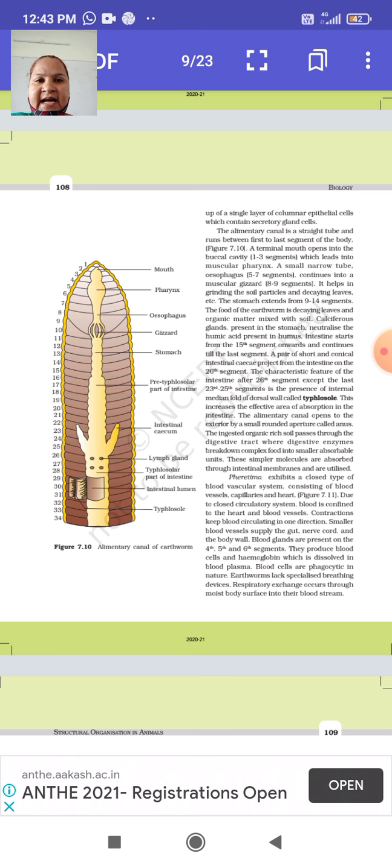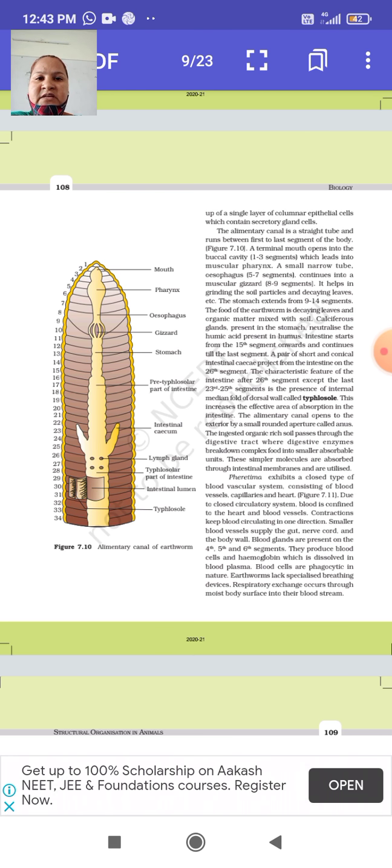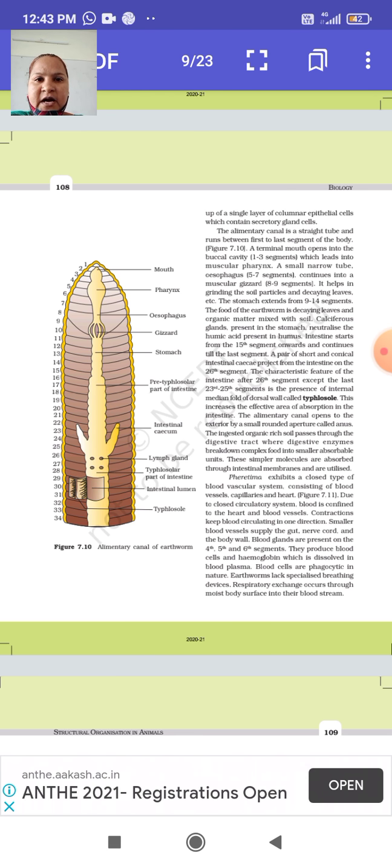Now the alimentary canal, you can see in figure 7.10, is a straight tube and it runs from the first to the last segment of the body. The terminal mouth opens into the buccal cavity. The first part of the alimentary canal is the mouth. It opens into the buccal cavity, and the buccal cavity lies between the 1st to 3rd segments.